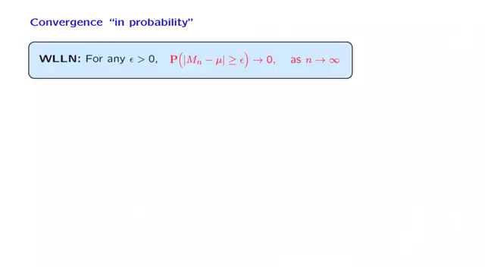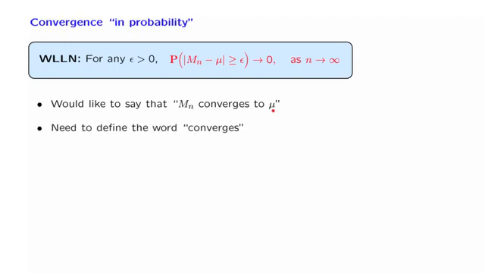We will now take a step towards abstraction and discuss the issue of convergence of random variables. Let us look at the weak law of large numbers. It tells us that with high probability, the sample mean falls close to the true mean as n goes to infinity. We would like to interpret this statement by saying that the sample mean converges to the true mean. However, before we can make such a statement, we should first define carefully the word converges.